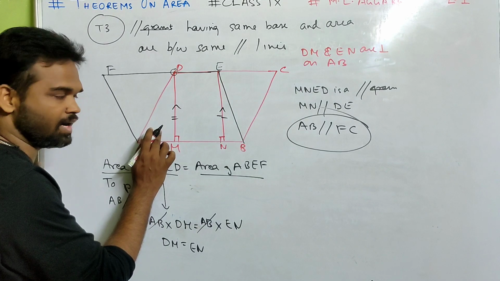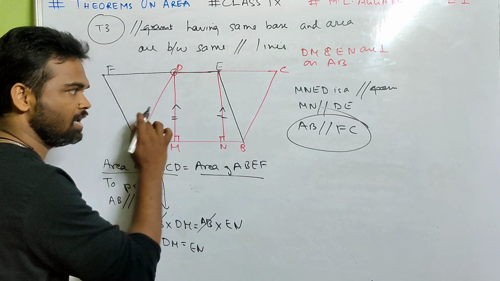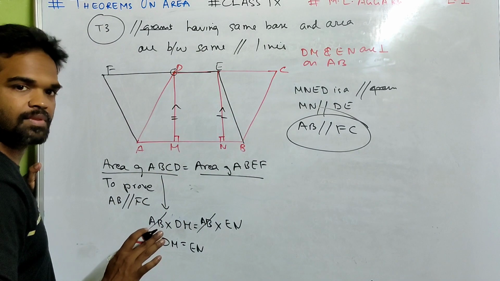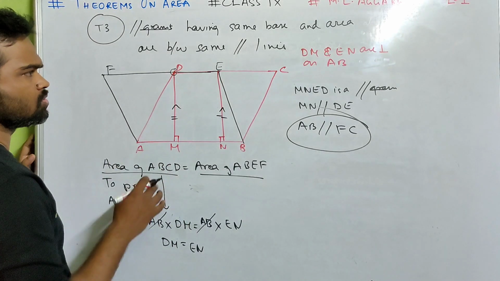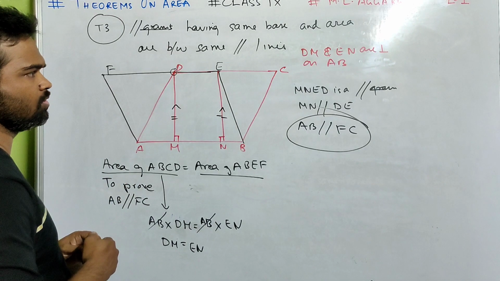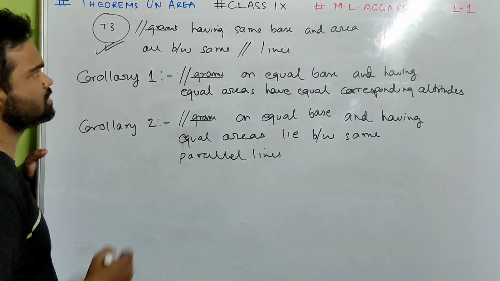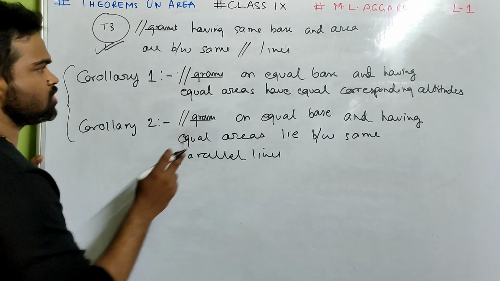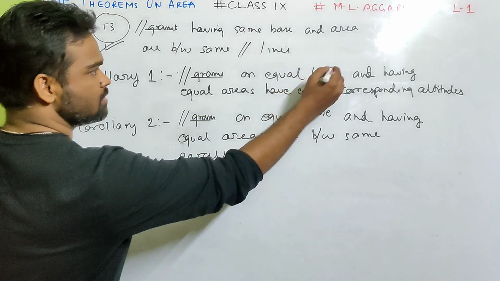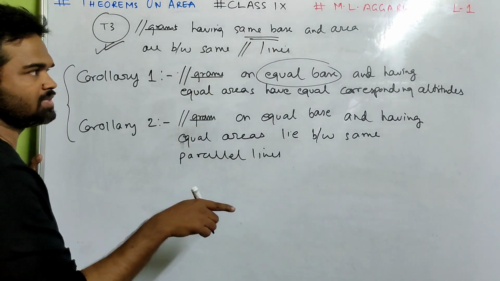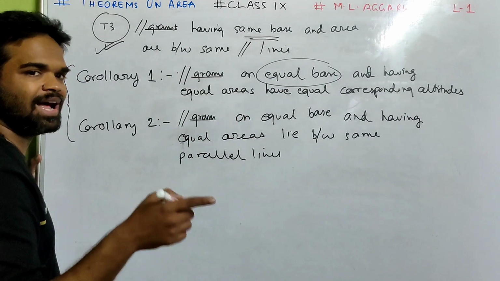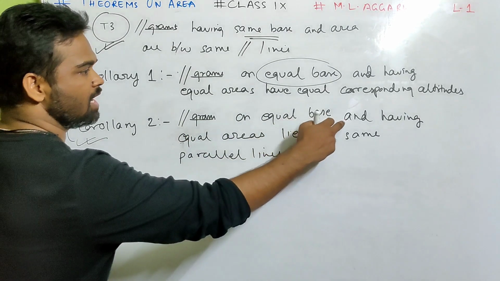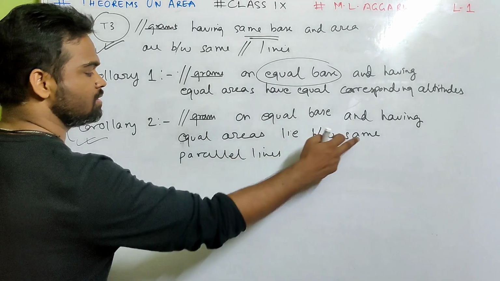So we have two parallelograms having the same base and equal area lie between the same parallels AB and FC. Okay. Now based on this also we have some corollary. Let us check out those. Based on this theorem which we just did, that parallelograms having same base and area are between the same parallels, we have two outcomes. The first one, parallelograms on equal base, same has been replaced by equal base, and having equal areas have equal corresponding altitudes. Number two is parallelograms on equal base and having equal areas lie between same parallel lines.